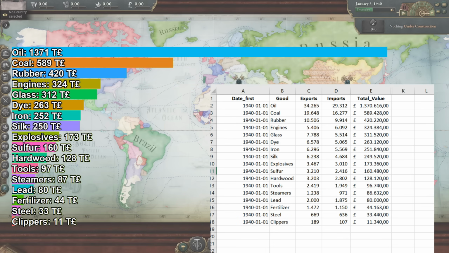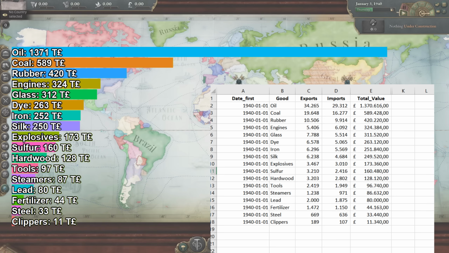Industrial goods. Clear winner oil. Followed by coal, rubber and engines. Again, a clear preference for geo-locked resources. But not much steel or tools in 1940. Is everybody building those themselves? We might see more about this in the last chapter.